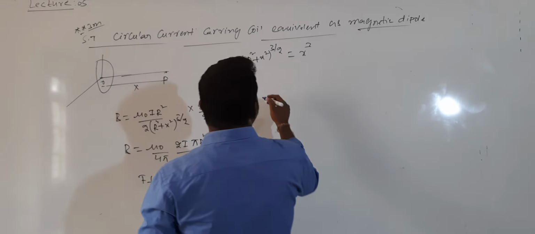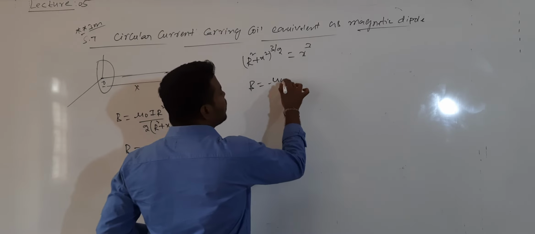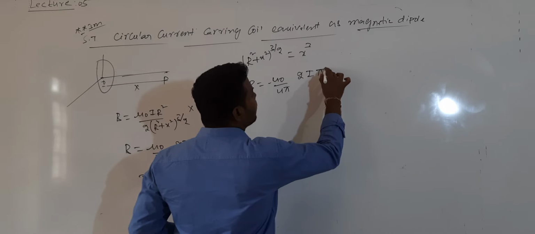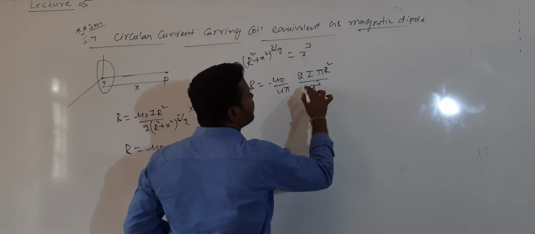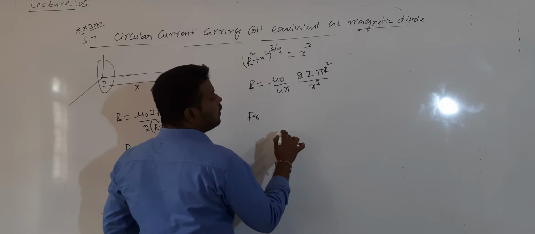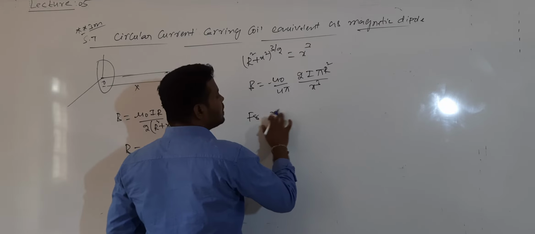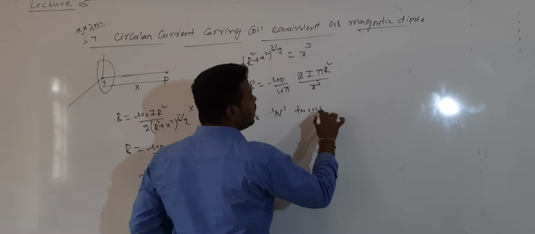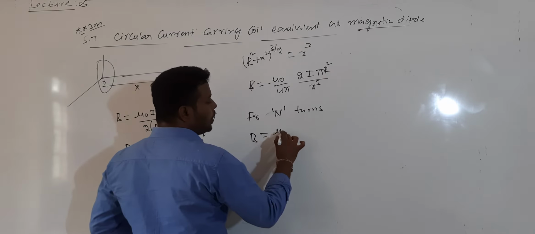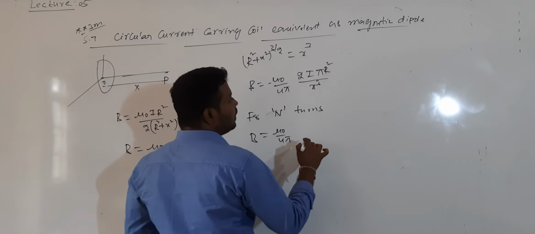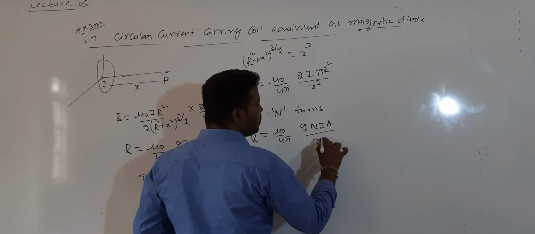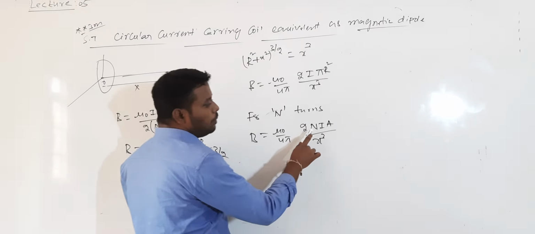So then what happened to the denominator? B is equal to mu naught by 4 pi into 2 into I into pi R square divided by x cube. For the coil, how many turns are there? Capital N turns. For N turns, what is the B value? Mu naught by 4 pi into 2 into N into I into A by x cube. N is the number of turns.